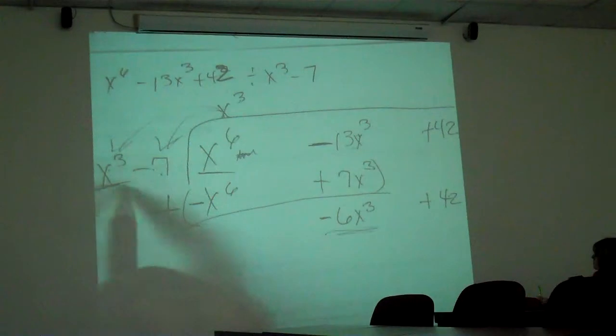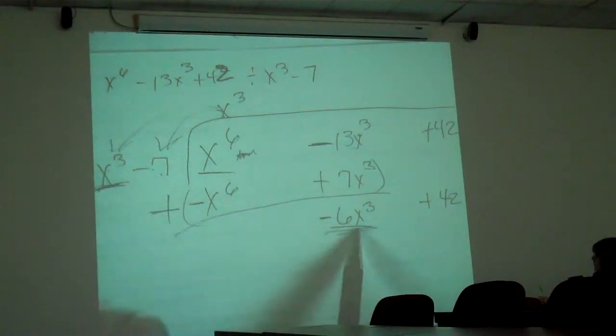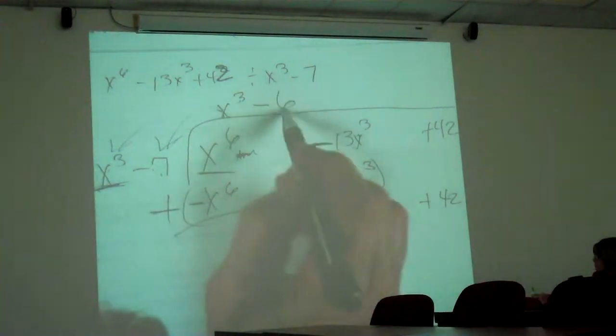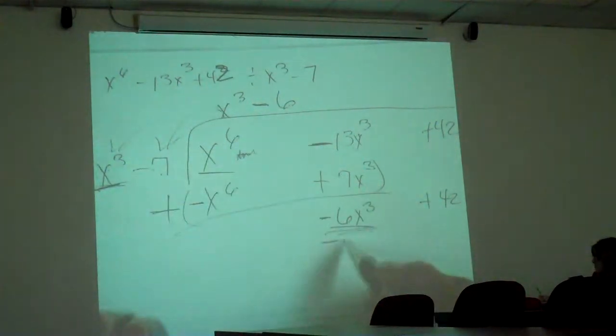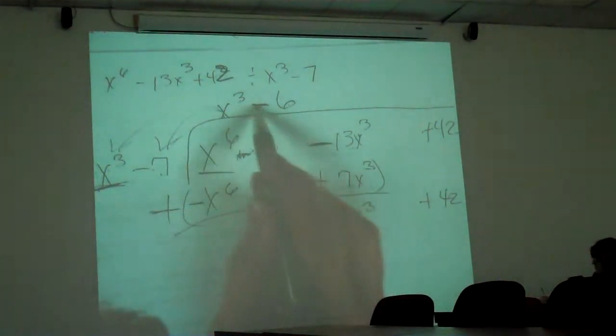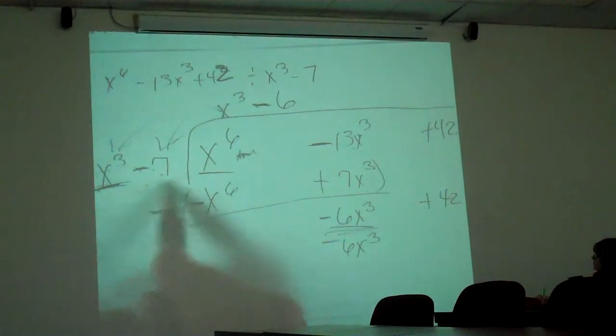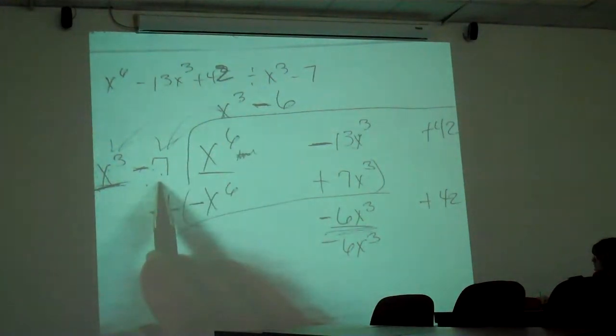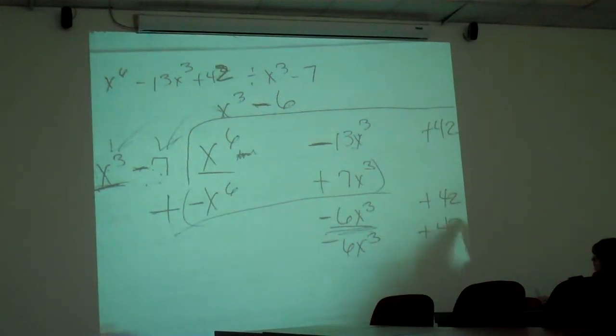Okay, look at this and this. We need a negative 6. Negative 6x cubed. Negative times negative is positive. 6 times 7 is 42. And that came out exact, so there's no remainder.